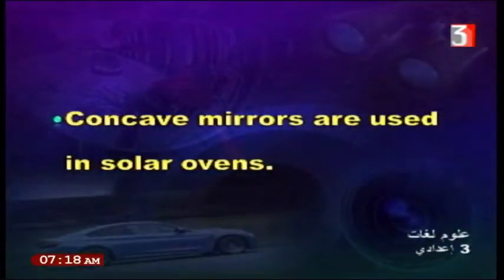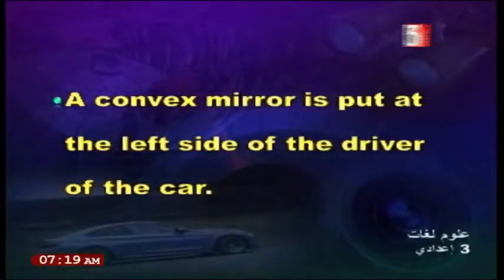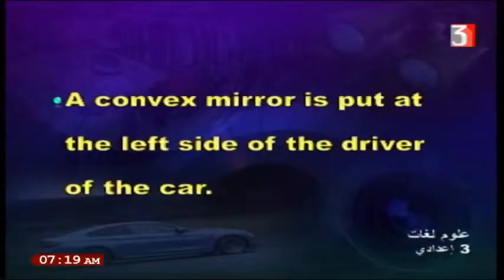Concave mirrors are used in solar ovens because they converge light rays. A convex mirror is put at the left side of the driver of the car to give a small virtual image of the road behind the car.